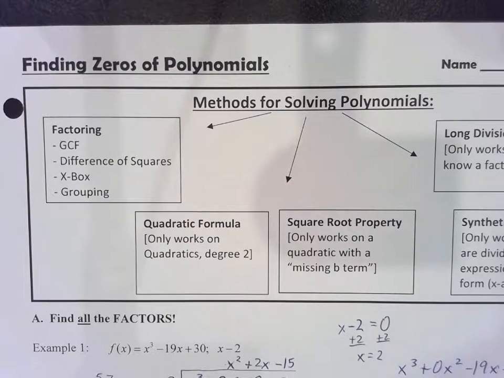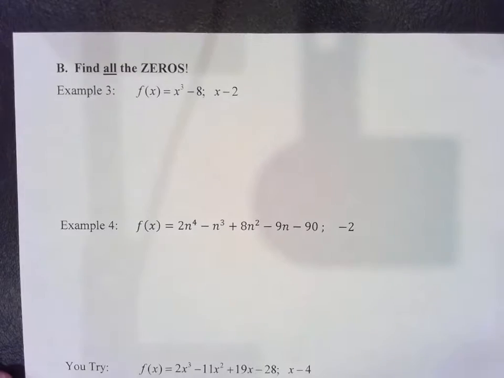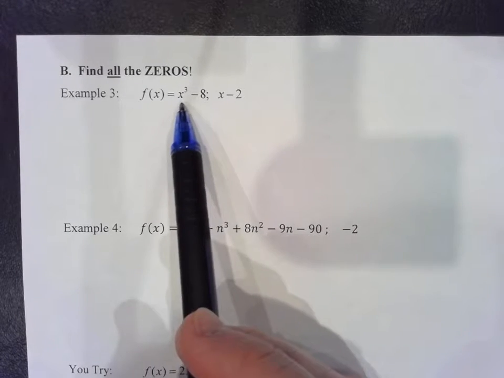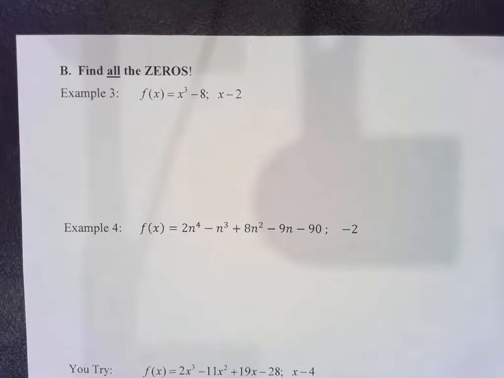on the Finding Zeros of Polynomials worksheet. So on the front side we found all of the factors, and we split it into the list of all the factors that multiply together to get the original polynomial. Now we're ready for the back side, where the instructions ask us to find all the zeros. By zeros, we're looking for the values of x that will make this equation equal 0, or that will make each of the factors equal 0.